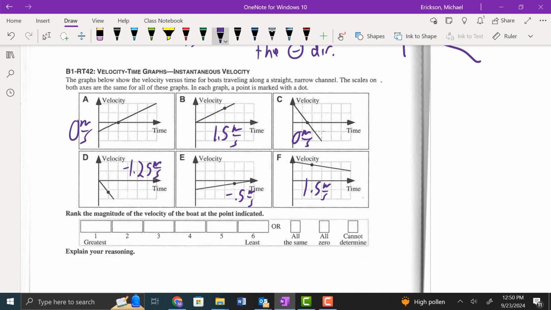I'm going to say these are both 1.5. This one might be a little higher. But assuming these are equal, to finish this, B is equal to F, D, E, and then A is equal to C.